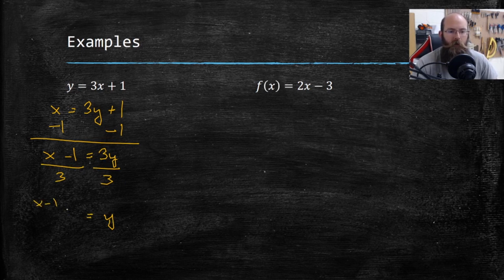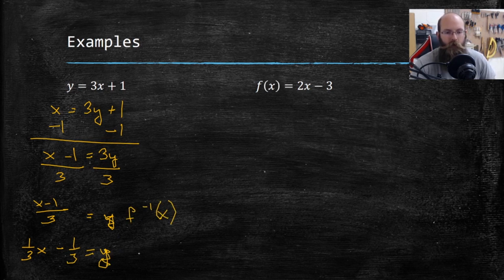And then there's a couple ways I could write this, right? Now it's (x minus 1) over 3, or I could split this up, right? What's x divided by 3? Well, 1/3 x. And what's 1 divided by 3? It's my 1/3, and that equals y. But it's not actually y anymore. Those are actually my inverse functions. So I got to switch out that y with an inverse function. Now let's look at the one on the right. This one's a little bit different, right?